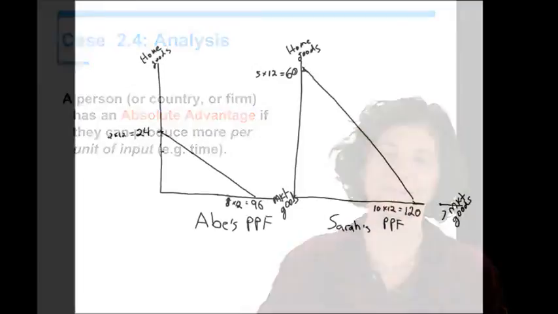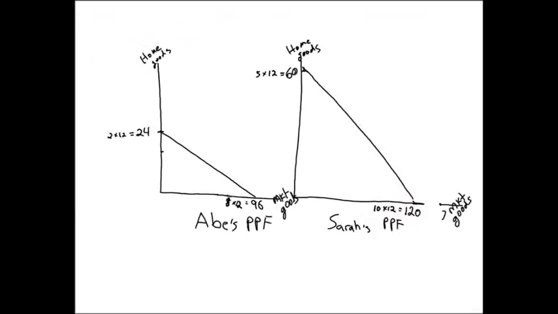So hopefully when you drew Abe and Sarah's production possibility frontier, you got a picture that looks like this. It's easy to find the intersections, right? So this is the point where Abe spends all his time at home. So we have 12 times 2, or 24 units of home goods. This is the point where he spends all his time in the marketplace, and we have 8 times 12, or 96 units of market goods.